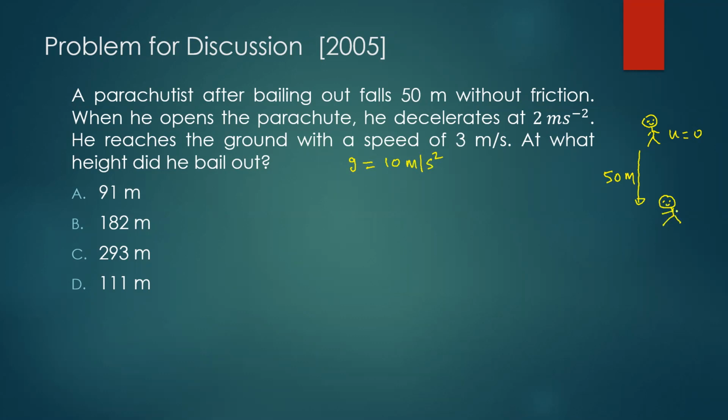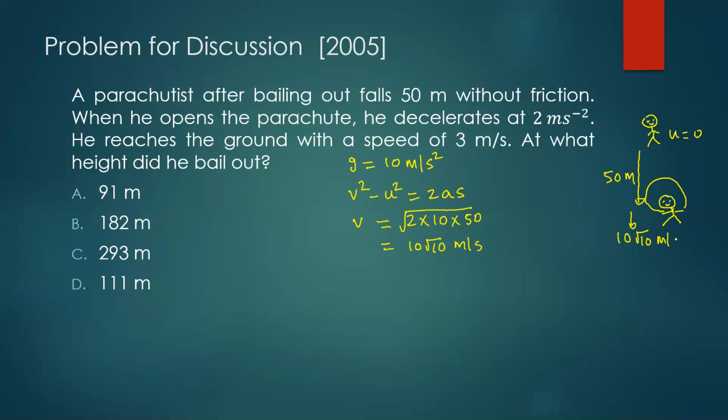Okay, so when he opens the parachute, he will have some velocity here. That we can find using v square minus u square is equal to 2as. The initial velocity is 0, so it's 2 into 10 into 50. We take the square root of this, which is the square root of 1000, or 10 root 10. That is the velocity he has when he has successfully opened the parachute.